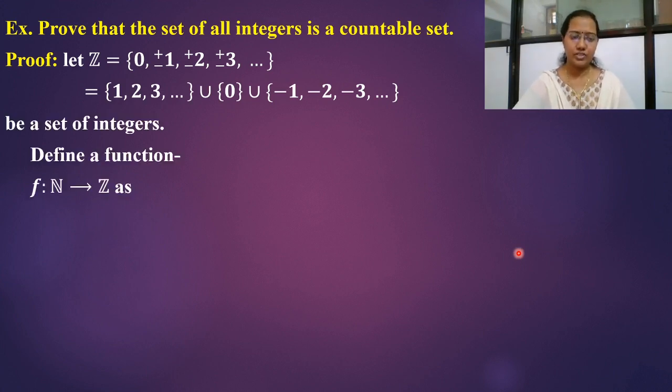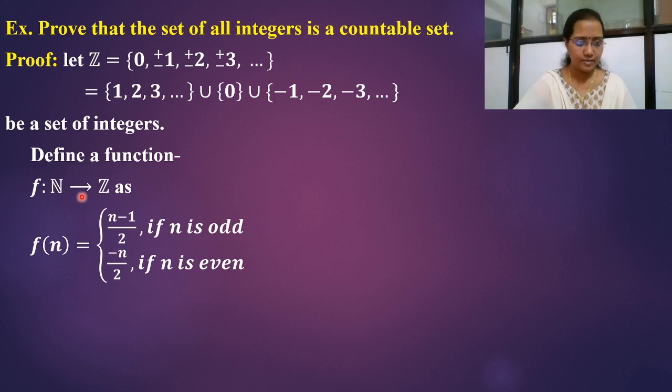Now let us define a function f from N to Z. Why do we define it so? Because we can say that this Z is countable only if it is finite. Now we know that it is not finite. Or what is the second condition of countability? It must be denumerable. It means there must exist a 1-1 and onto function between the set of natural numbers and this Z. Okay, so let us try to define such a function. Let us define a function f from N to Z as f of n is equal to (n minus 1) upon 2 if n is odd, and minus n upon 2 if n is even. Let us check whether this function is 1-1 and onto or not.